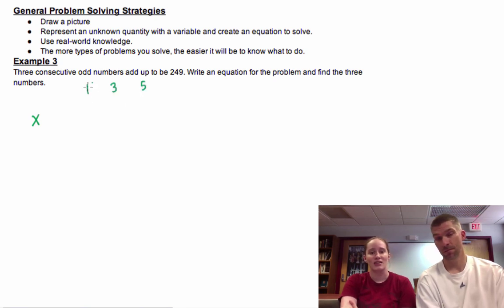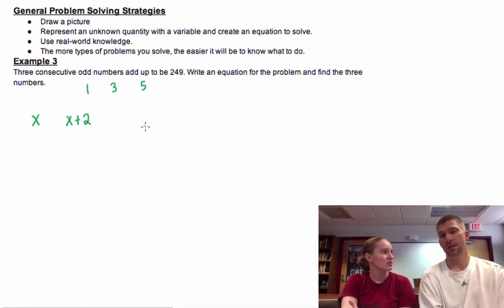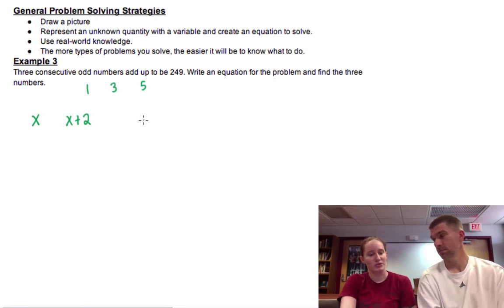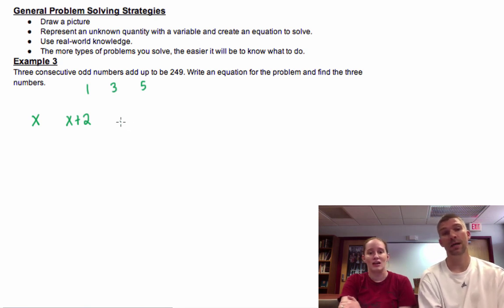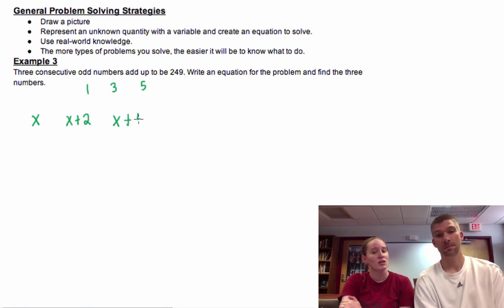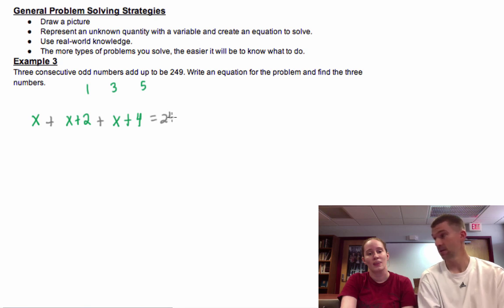If this is x, how much do I have to add to get to the next odd number? 2. So our next odd number has to be whatever x is plus 2. But 2's even. But odd numbers are 2 apart. Okay, I like it. So the next one could be x plus 2 plus 2, which is x plus 4. So we've represented our first, second, and third odd number, and these all have to sum up to be 249. So add those together and set it equal.